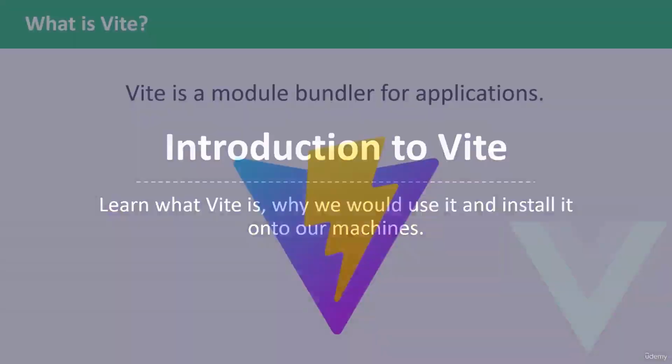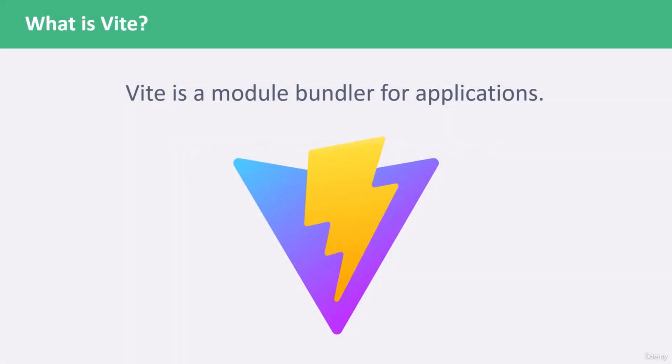So, what is Vite? Vite is a module bundler for applications. During the development process of your app, you're going to be creating dozens of files. They can range from JavaScript files to images. Once you're ready to push an app into production, you may want to optimize, compress, and minify your codebase.